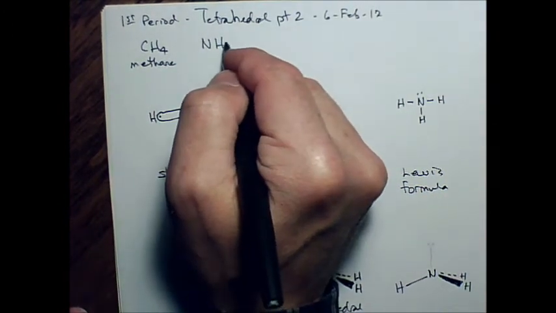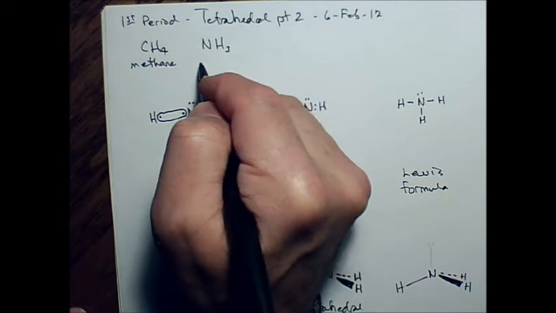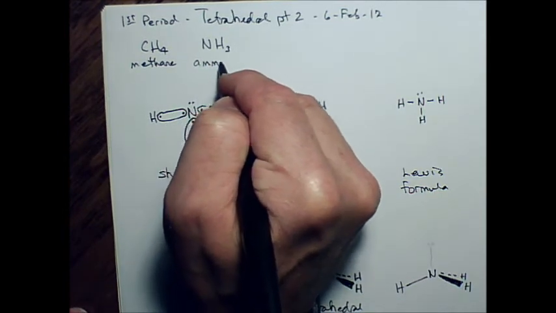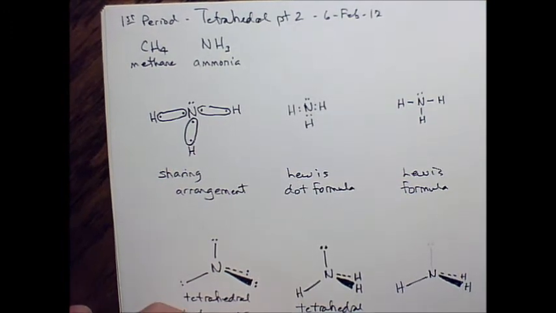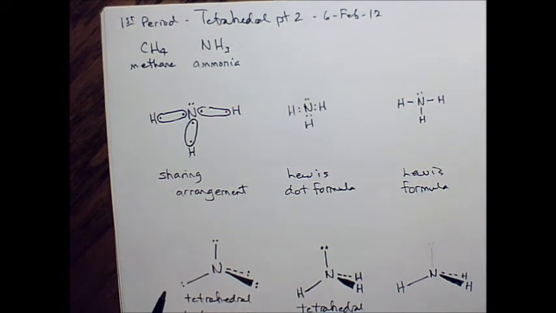And this molecule has a name, and you need to know what it is by looking at it. This is called ammonia. It's one you just kind of have to memorize. NH3 is ammonia. Okay? Got all that? All right.